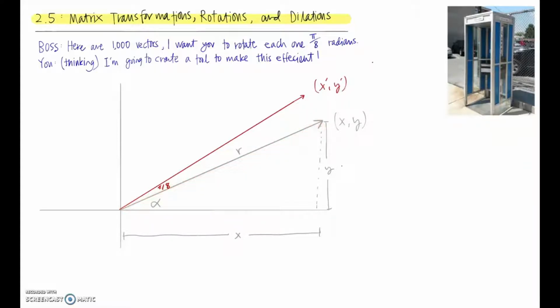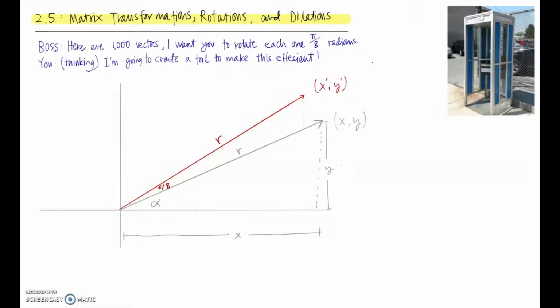And so then I can ask, well, what's the length of this vector? If it's just a rotation, the length stayed the same. So the length of that vector would also be r, the exact same number. So if this had length 5, this would still have length 5. Or if this had length 20, this would still have length 20.